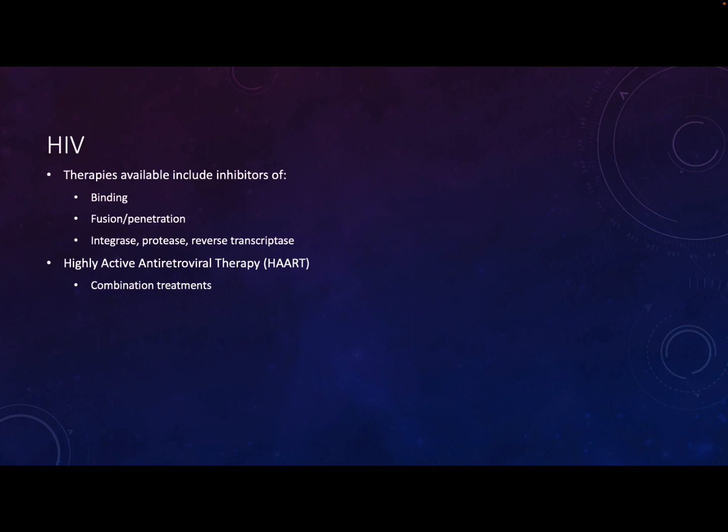So some of the therapies include things like inhibitors of viral binding, because viral binding is so specific. Right? It binds to that CCR5 receptor. If you can block that receptor, you can block the virus from binding. If you can prevent the virus from fusing, that's great.